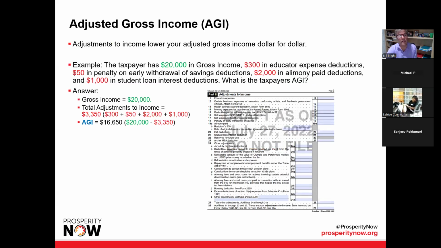So here's a situation. A taxpayer had $20,000 in gross income. There's $300 in the educator expense deduction, $50 penalty for early withdrawal of savings, $2,000 in alimony paid, and $1,000 in student loan interest deductions. So what is their adjusted gross income? Well, $20,000 minus all of those, $3,350 in adjustments, gets us to an adjusted gross income of $16,650. That's what we want to see. Try to get that number down as much as you can, provided you have adjustments that will help.